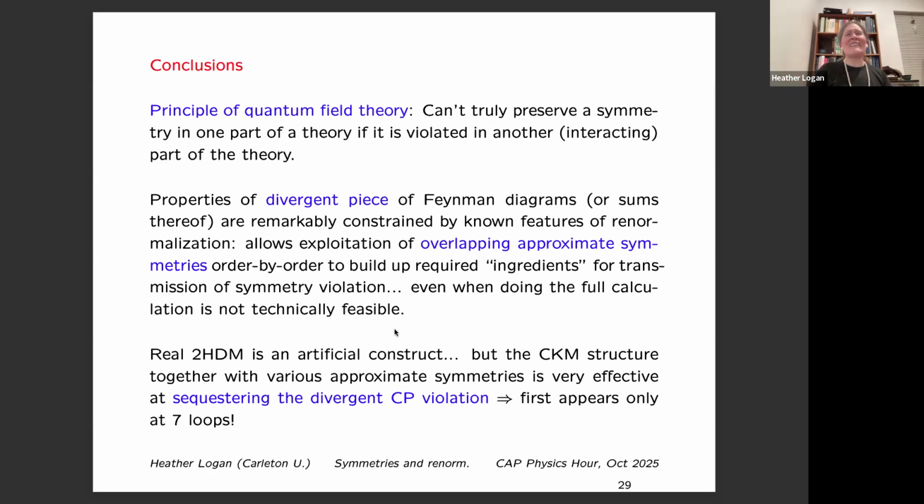And the interesting thing in this whole business is, in my opinion, that the Cabibbo-Kobayashi-Maskawa structure of the quark mixing is very effective at hiding CP violation, at sequestering it, so that in this process, at least, it only leaks through in a divergent way at 7 loops, which is kind of like a ridiculously large number of loops, right? So I will stop there.